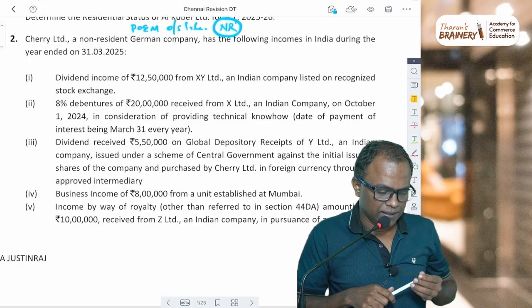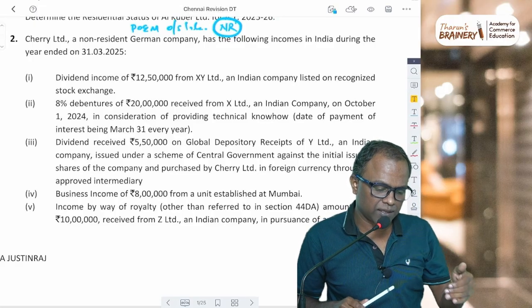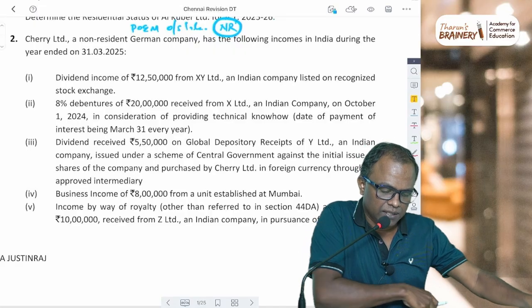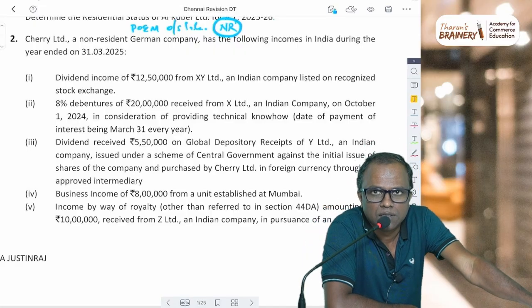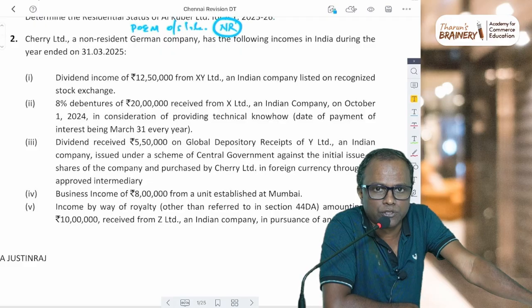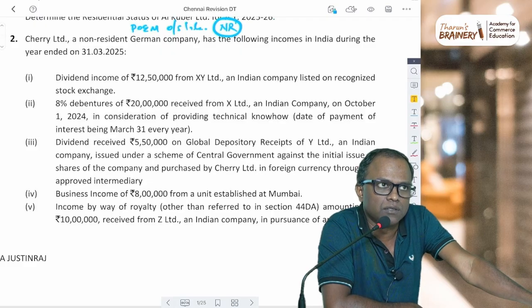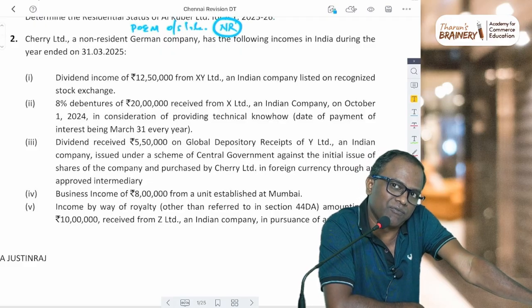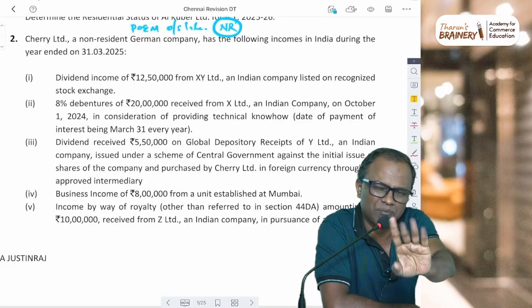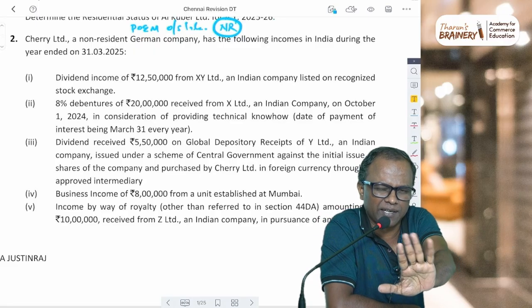Okay. And how will the income be computed? Dividend income, they are saying dividend income. If they are saying dividend income, it should be treated as gross. There is a general rule: when a non-resident receives income from India, if they say received income, definitely the payer will deduct TDS.